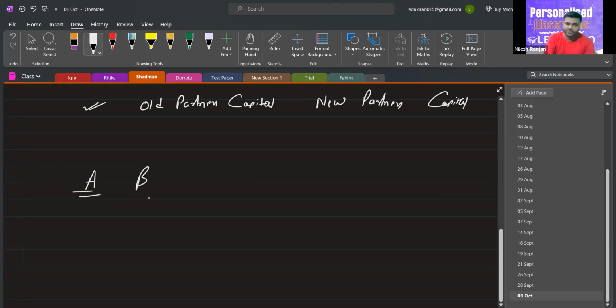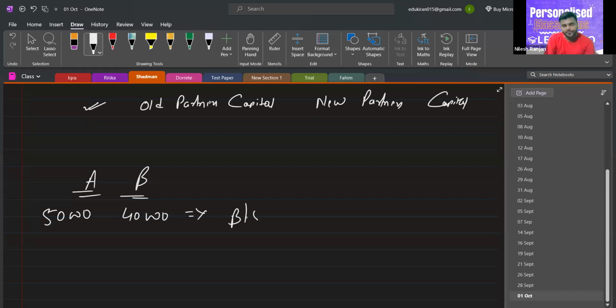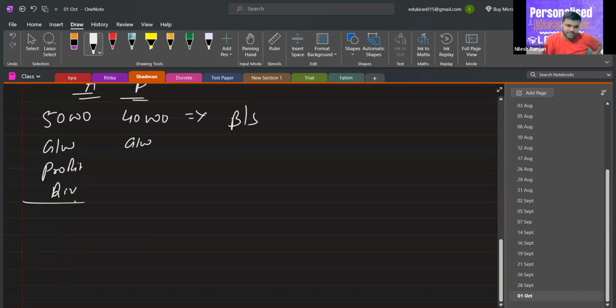Old partners will be given. Let's say there are two partners, their old capital is 50,000 and 40,000 in the balance sheet. Now you have added some adjustments in this, like goodwill, profit, revaluation. You have adjusted all the items, either added or deducted, and then calculated the final adjusted balance. This is called adjusted capital.